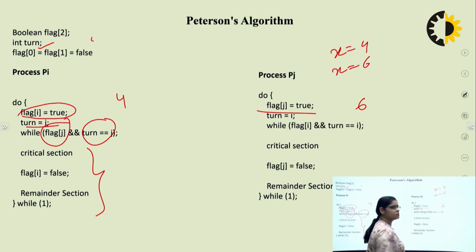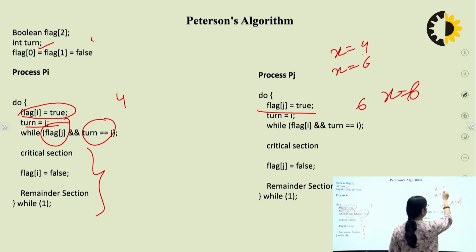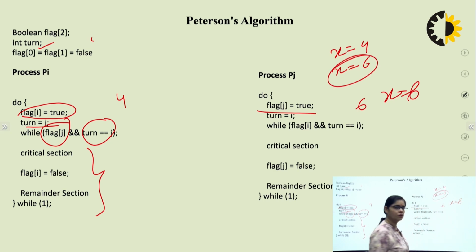Let us suppose these two variables we have taken in the programming. At the last, which variable will be updated? The x value is what we are going to update. We will take that x is equal to 6 because it has come at the last turn. Whoever comes last, we will update the value from here.